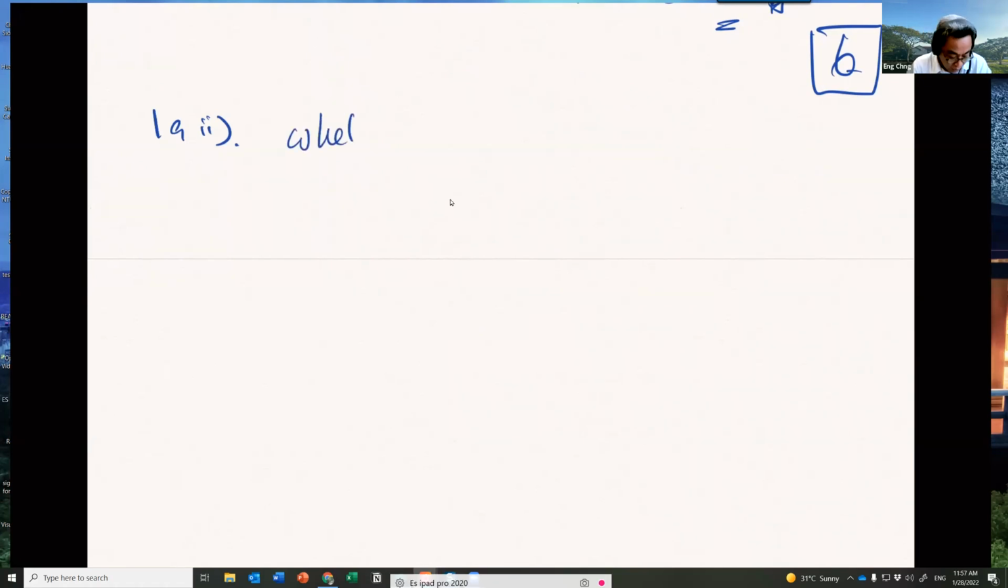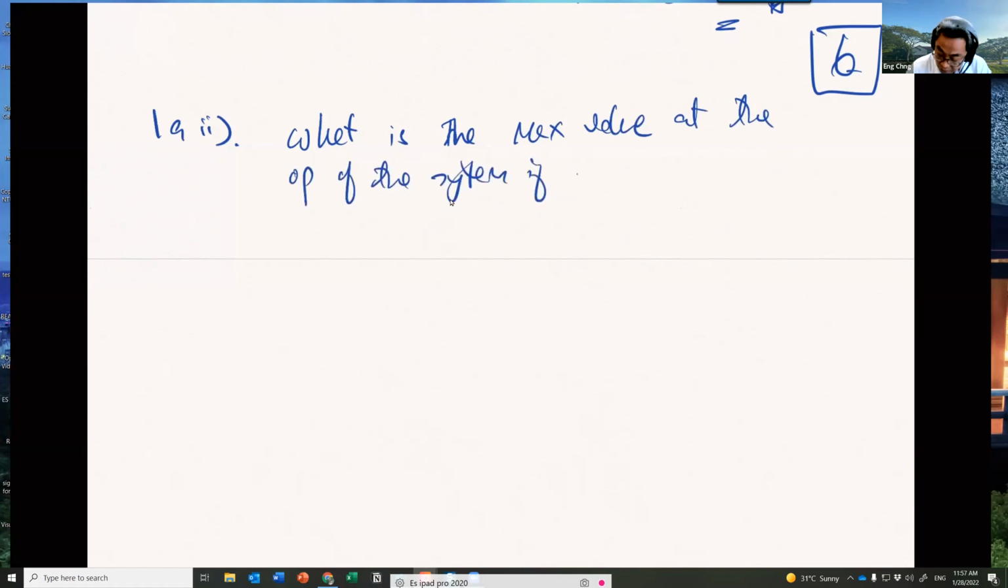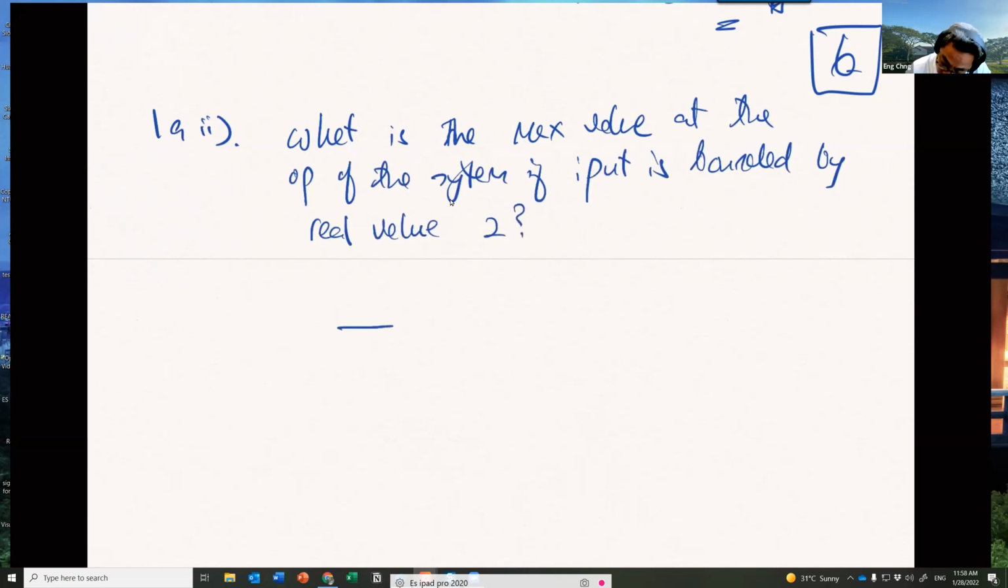What is the maximum value at the output of the system if input is bounded by real value 2? So what does it mean? It means the system is above.